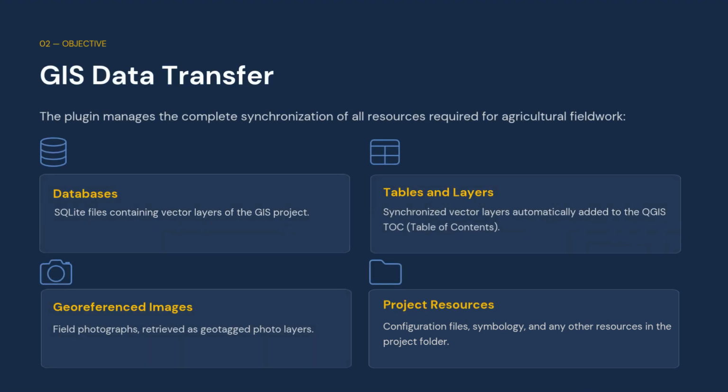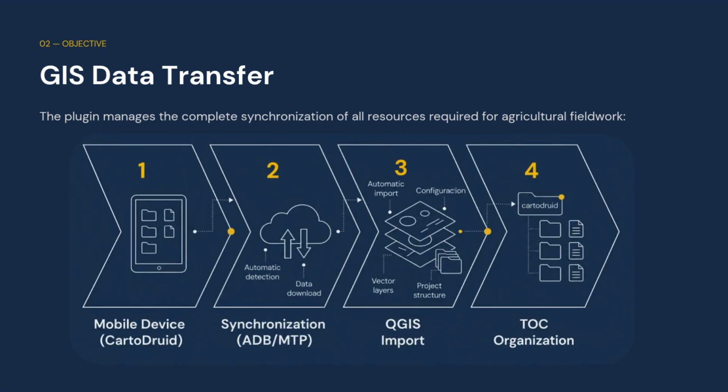The plugin automatically synchronizes data between CartoDruid and the GIS project on the PC. This includes SQLite vector databases, which are automatically added to QGIS, geo-referenced images captured in the field, and any other resource associated with the project, such as configuration or symbology files. In this way, all the elements required for fieldwork remain organized and synchronized between the computer and the Android device.